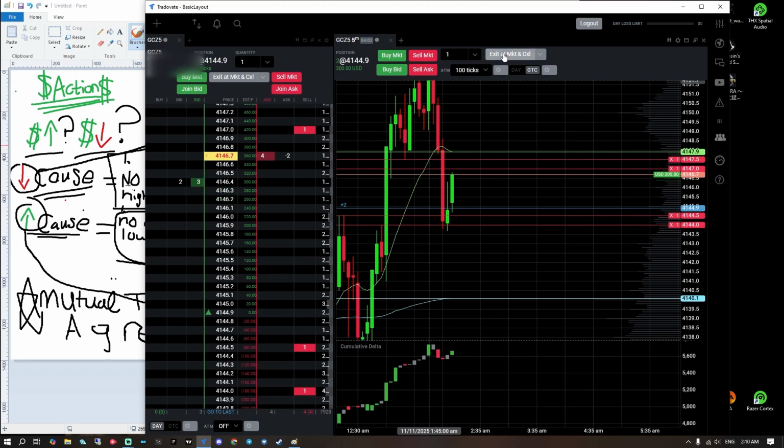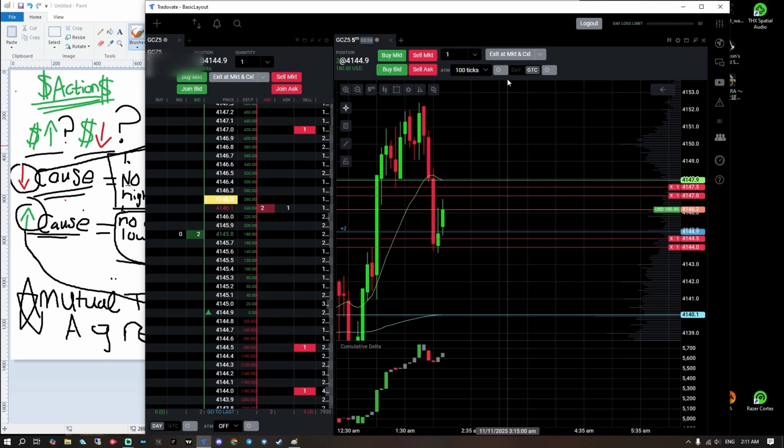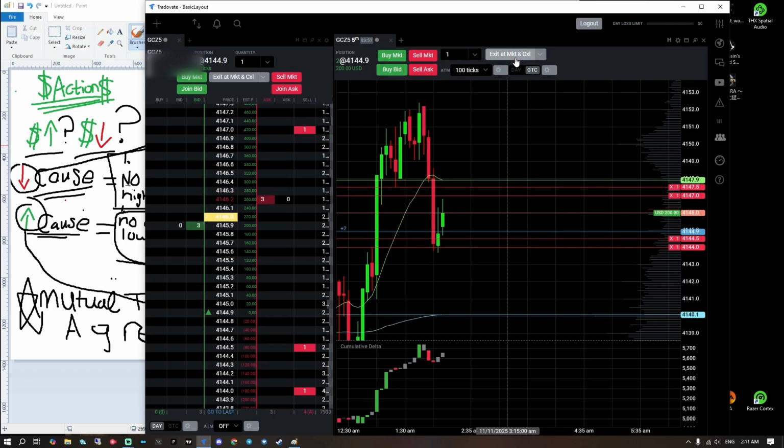Remember, this is just a pullback. This is probably not a reversal. This is just a pullback from a downtrend. Or it could very well be a reversal.